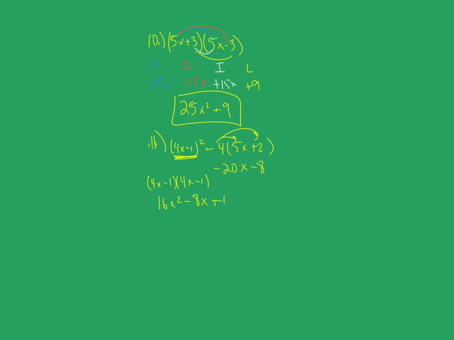And then minus 20x minus 8. So I have 16x squared because that's the only x squared. Minus 8x minus 20x is minus 28x. 1 minus 8 is negative 7. That's it for that one.